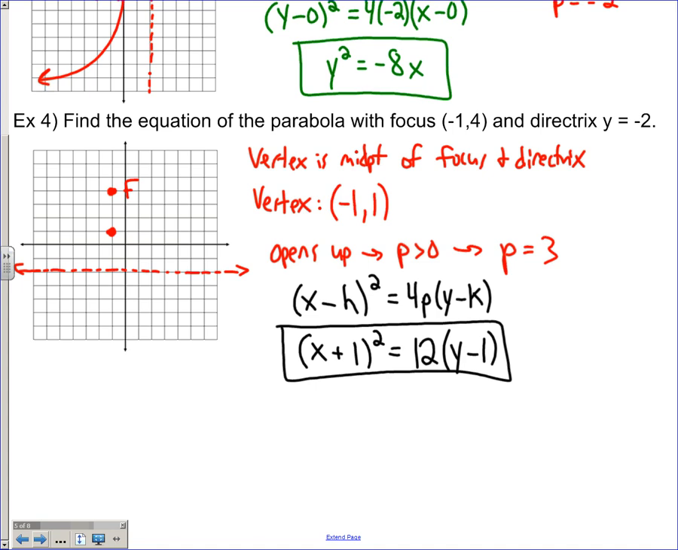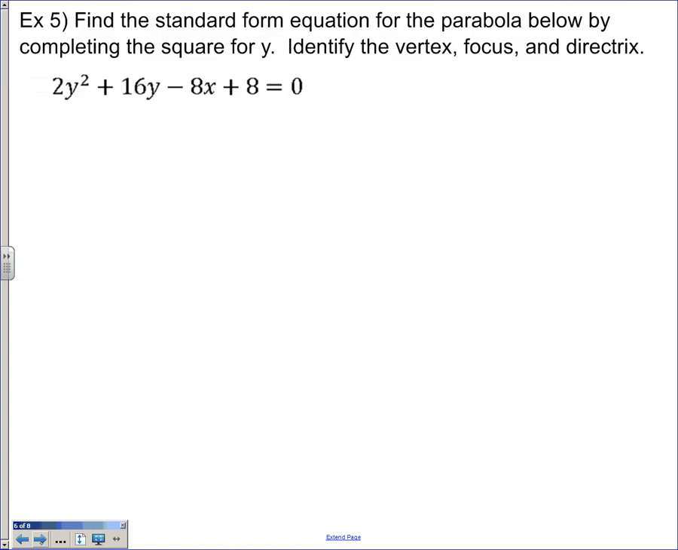Notice about our two answers here. They are in factored form, where we have our squared term on one side and we have our other terms on the other side in factored form. So for our next two examples, we need to create that form of a parabola. So example 5, I'm going to complete the square, but only in terms of y. I'm going to move my 8x and my 8 to the other side.